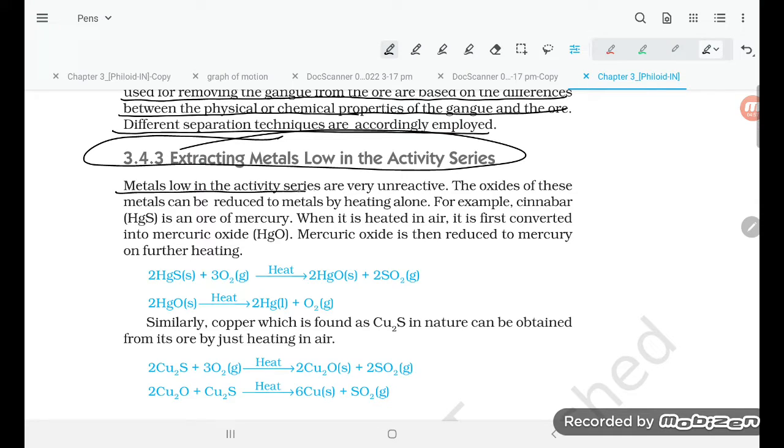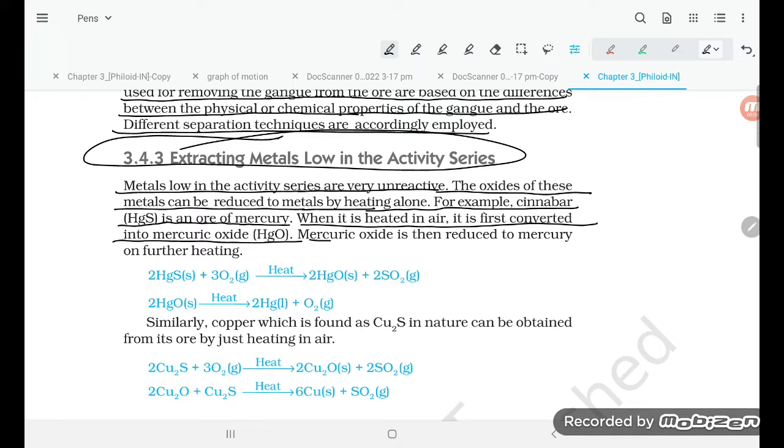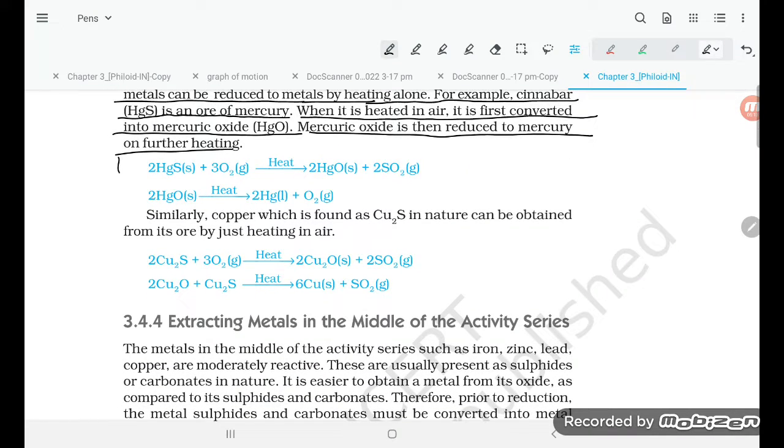Metals low in the reactivity series are very unreactive. The oxides of these metals can be reduced to metal by heating alone. For example, cinnabar, HgS, is an ore of mercury. When it is heated in air, it is first converted into mercuric oxide, HgO. Mercuric oxide is then reduced to mercury on further heating. So HgS plus 3O2 gives HgO, and HgO gives Hg plus O2.